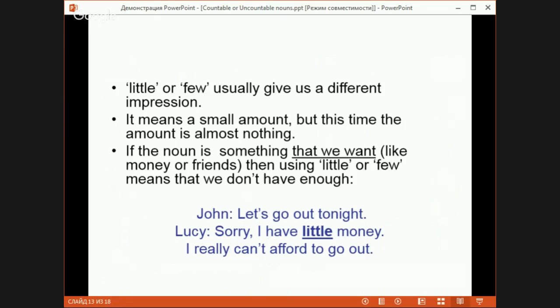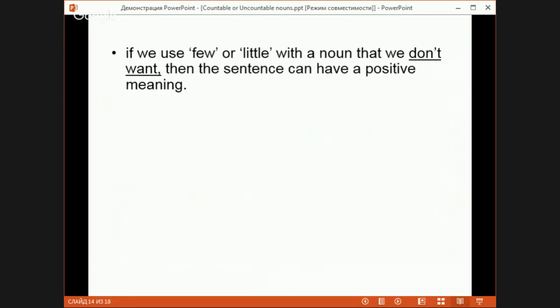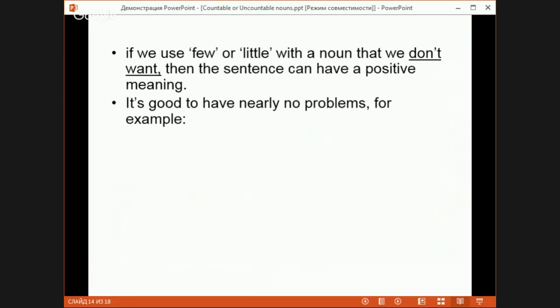I really can't afford to go out. It's not enough. But please remember, stylistically, if you use few or little with a noun that you don't want, then the sentence changes its mood. It becomes somewhat positive. Look at the example.